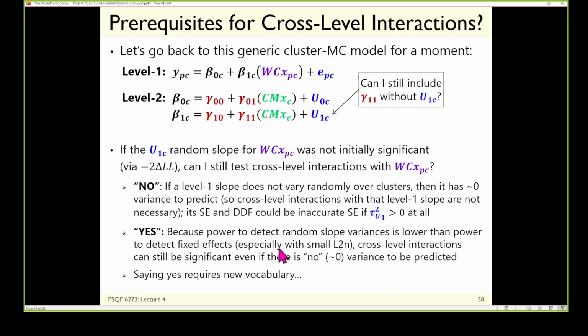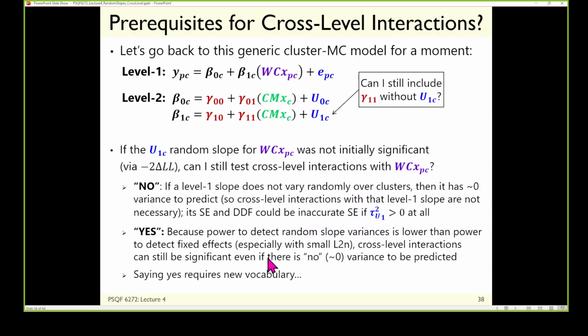The rest of us say, well, maybe not so fast. Power to detect random effects is not necessarily the same as power to detect fixed effects, particularly if you have a small number of clusters. It's possible that saying I don't have a random slope would be a type 2 error. And so from that perspective, maybe testing the cross-level interaction anyway, after you do your due diligence and test the random slope first, might be okay.